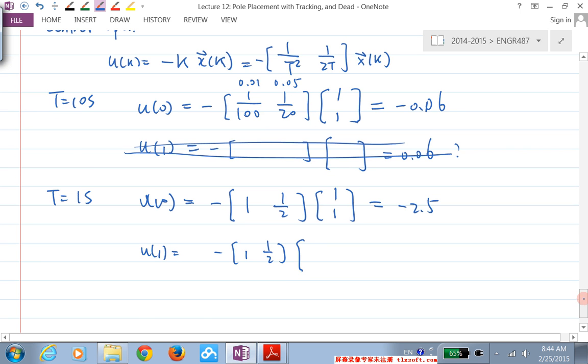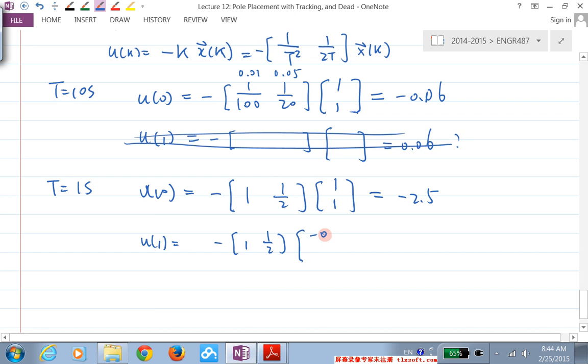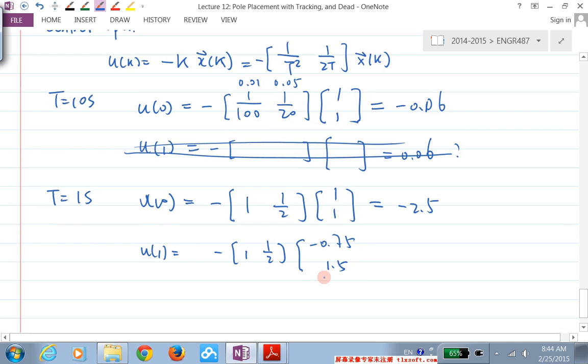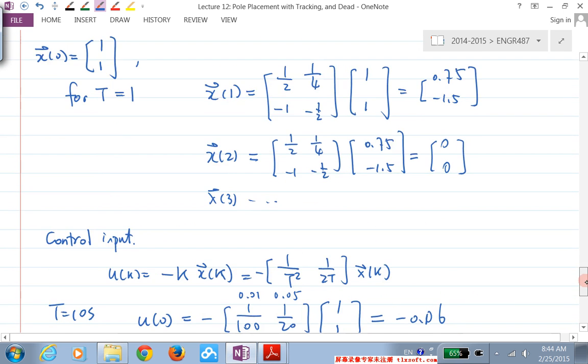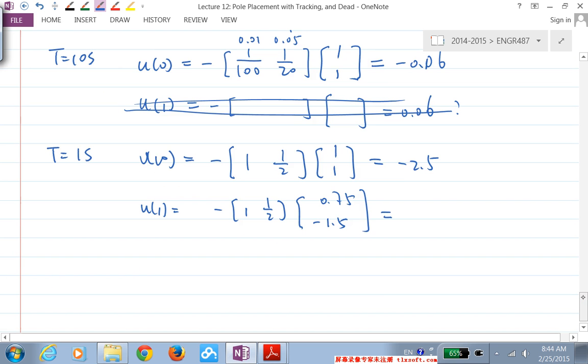So this one I have it here. Let me verify if my lecture notes are right. 0.75, 0.5. Sorry, was it negative? So what does this give us again? This one is positive. Here, this is positive. So positive 0.75 plus negative 0.75, right? So it's actually 0 now, right?